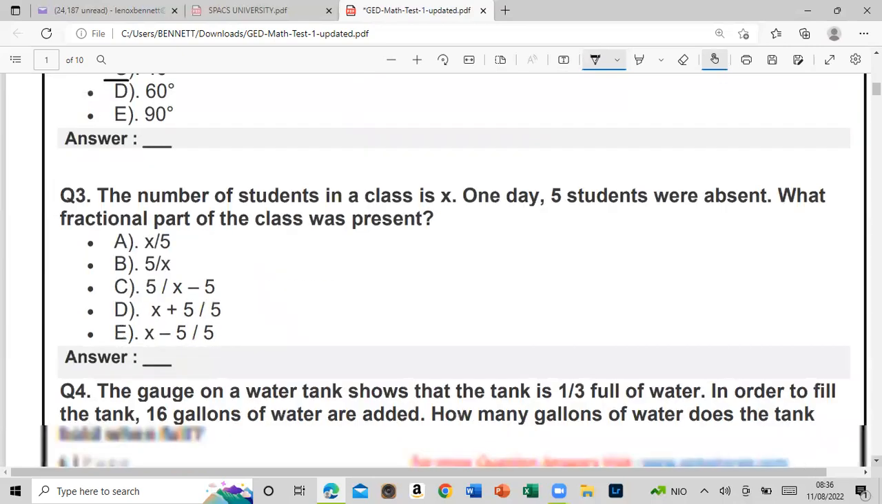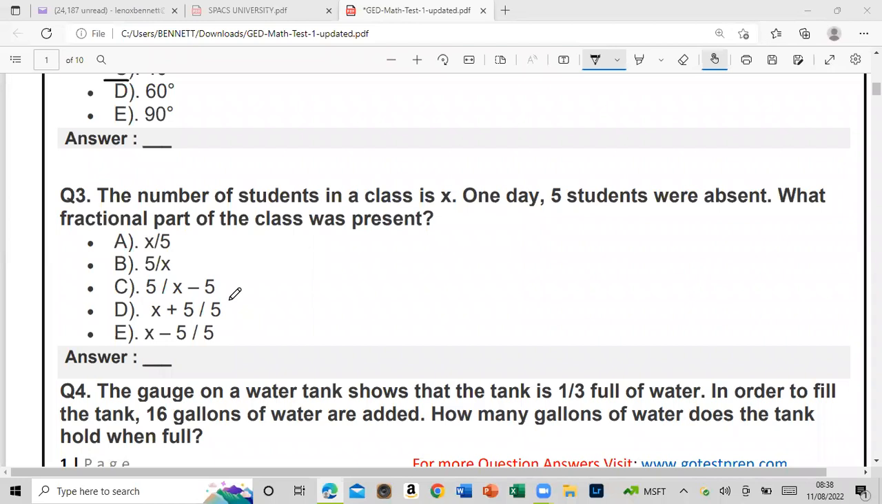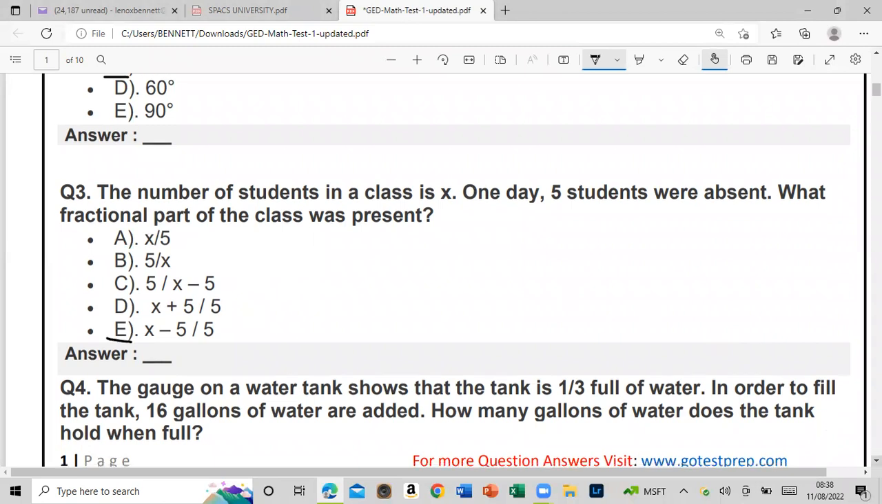Number 3 says the number of students in a class is X. One day, 5 students were absent. What fractional part of the class was present? Notice they say present, right? They did not say absent. All right, so that would be X minus 5 over X. So that's E. Let's move on to 4.